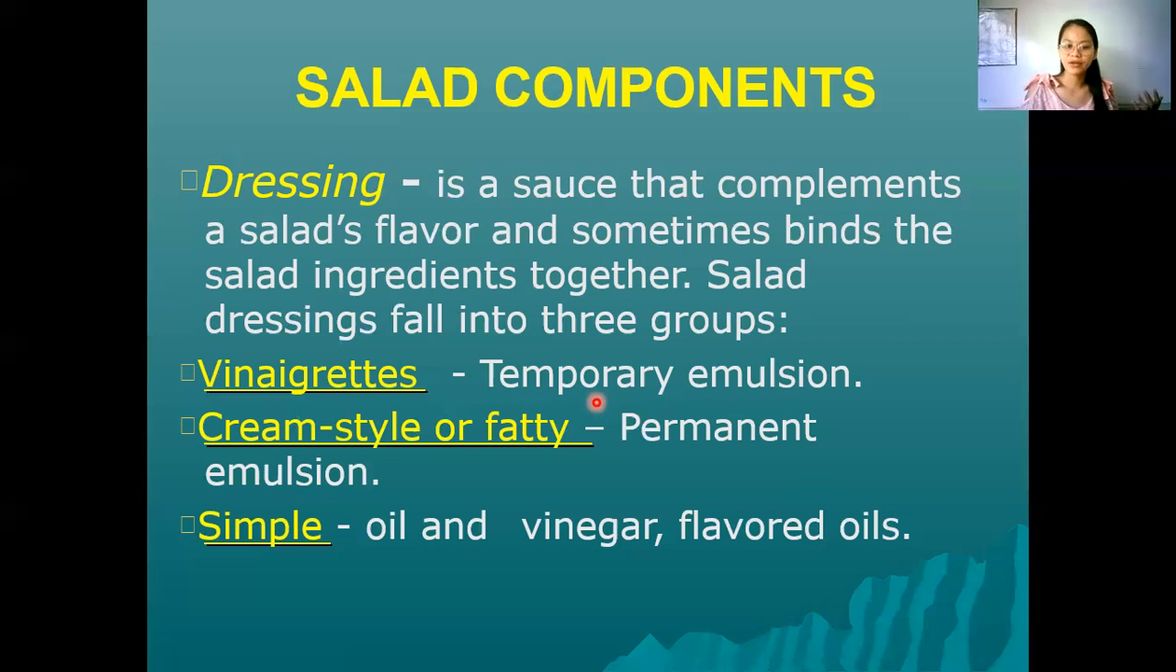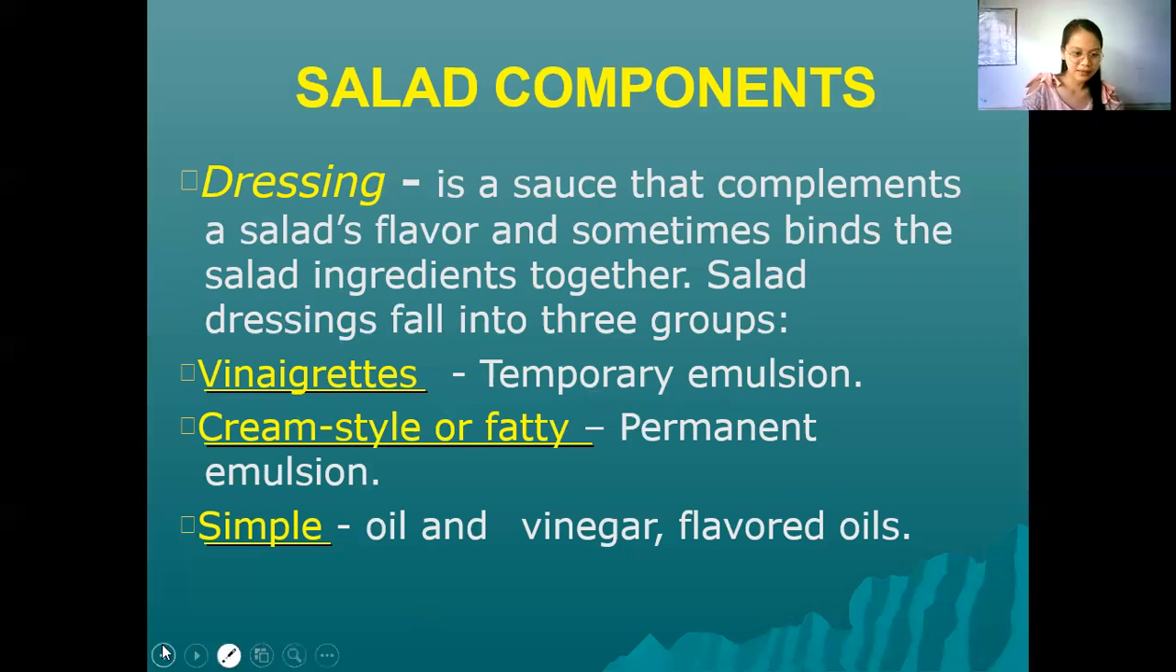And the cream style or the permanent emulsion, an example of this is mayonnaise. So there are permanent emulsions. In mayonnaise, you cannot see that the oil is separated from the egg or from the other ingredients of the mayonnaise, right? And then the last one is the simple one. Maybe you have seen it a lot of times where they will just crush the leaves and then add some oil, vinegar, or some olive oil to that mixture, and that's the salad. So that kind of dressing is just a simple dressing. Vinaigrette, cream style or fatty, and then simple.